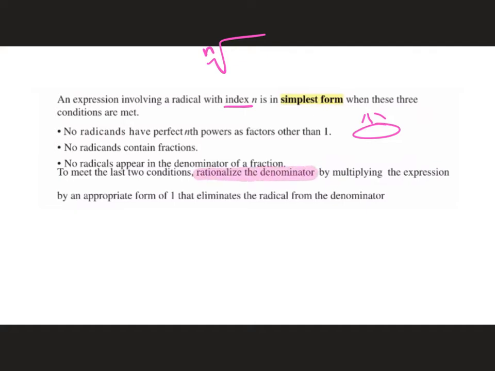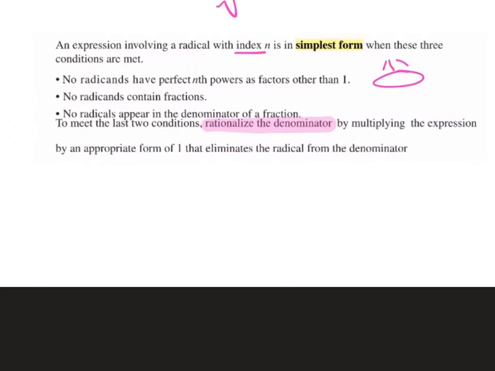And to do this, we multiply the expression by an appropriate form of 1 that eliminates the radical from the denominator. So an example of that would be if we had, let's say, 2 over square root 3. We want to multiply the top and the bottom here by square root 3 in order to get rid of that square root 3 from the denominator. And we have to multiply the top by the same thing because multiplying by square root 3 over square root 3 is just multiplying by 1. So we're not changing the value of our fraction here.